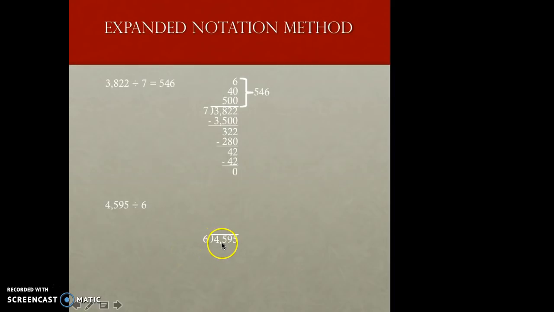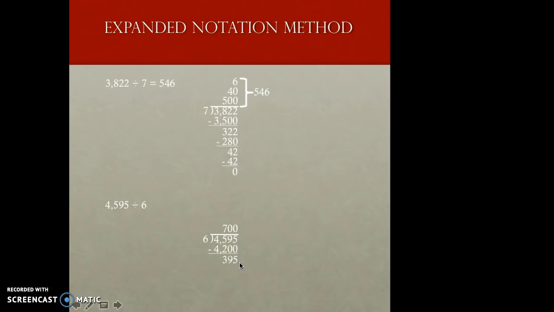Okay, so 4,595 is my dividend divided by the divisor of 6. So 6 doesn't go into 4, but 6 can go into 45. Let's see. I know that 7 times 6 is 42. 8 times 6 is 48, so that's too high. So I'm going to use 7, and since I still have 2 places left, I'm going to use 2 zeros and do 6 times 700. So I know that 6 times 7 is 42 plus the 2 zeros, and I'm going to subtract.